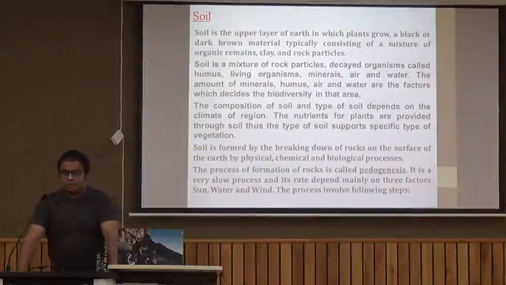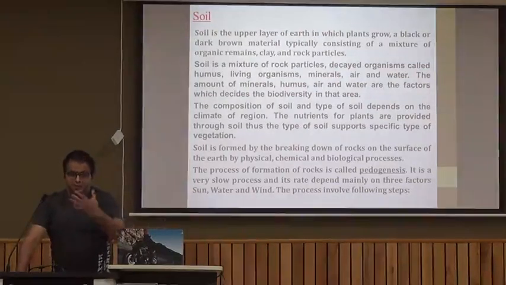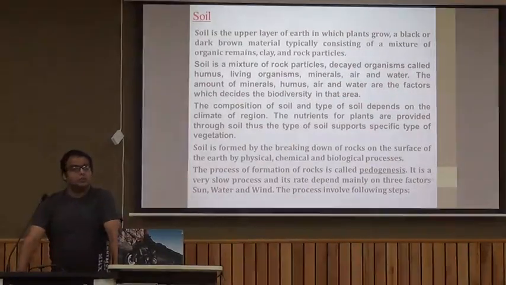Now the composition of soil and type of soil depends on the climate of the region. The nutrients for plants are provided by the soil, which depend on the type of soil. Some types of soil are rich in one nutrient, the other types in other nutrients. Now how is soil formed? The process by which soil is formed is called pedogenesis, and it is a very slow process.